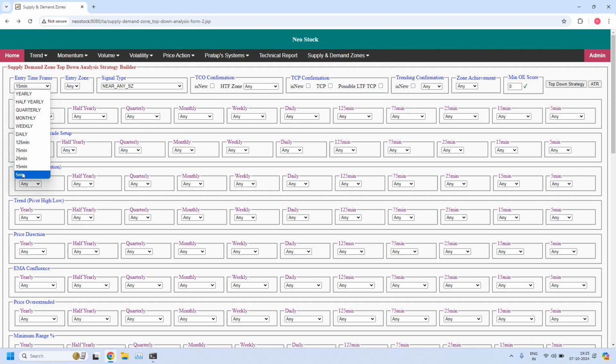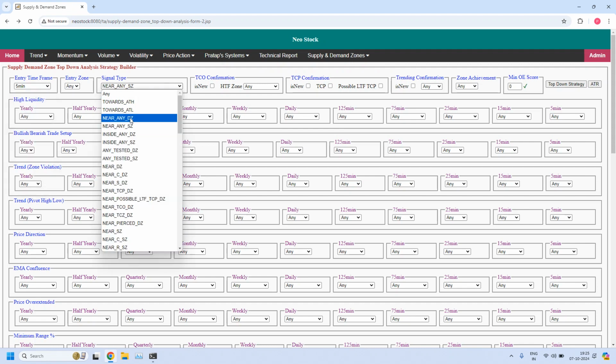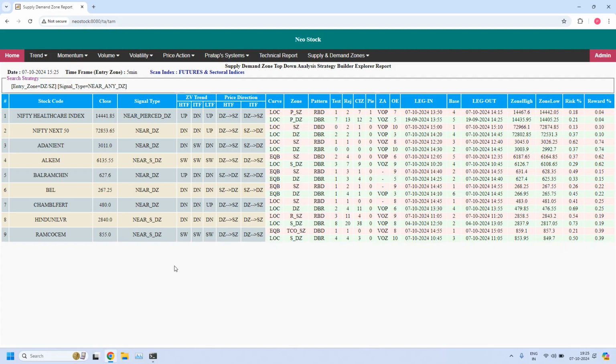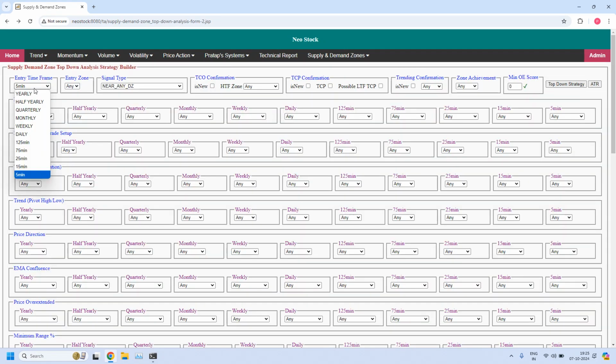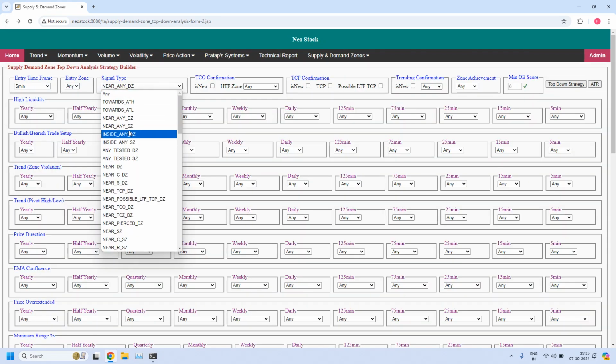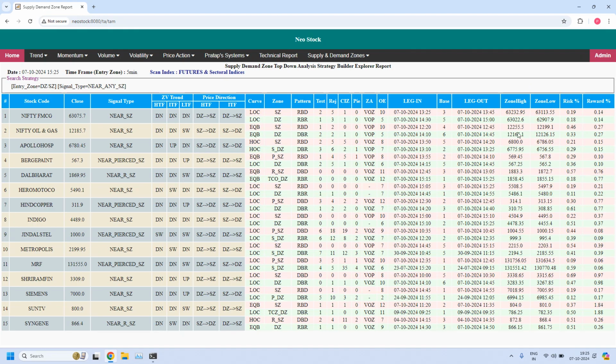Next time frame is 5 minutes. Let us find the stocks near 5 minutes demand zone. 9 stocks are filtered. Next, for 5 minutes time frame, let us find the stocks near 5 minutes supply zone. 15 stocks are filtered.